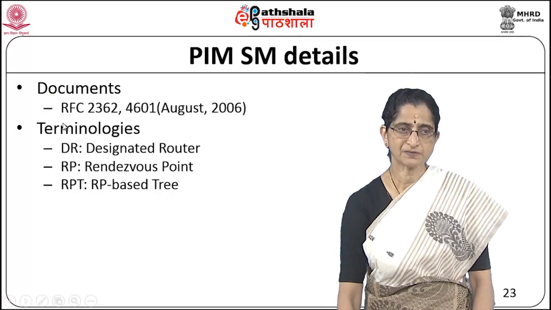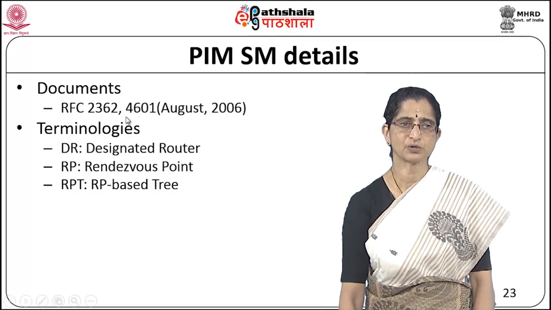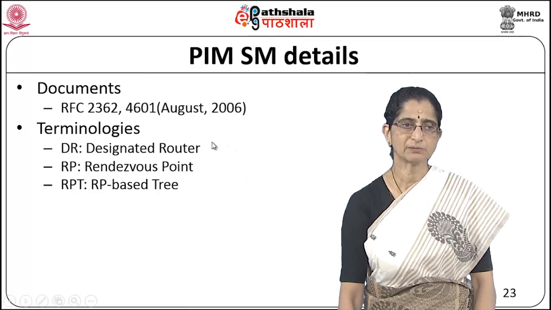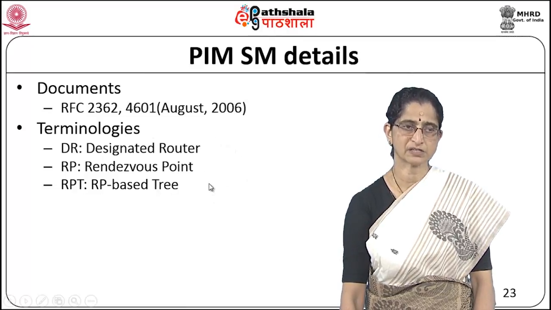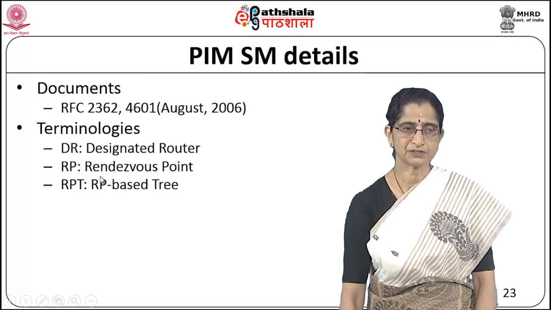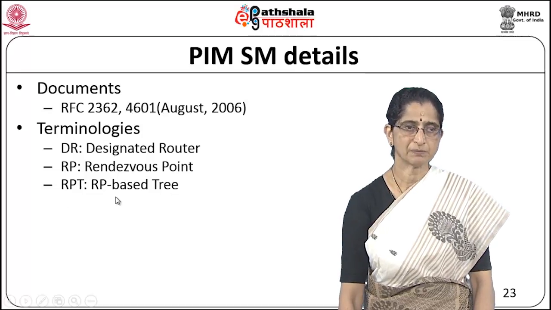These are the basic ideas that are used in PIM sparse mode. The RFCs related to this are 2362 and 4601, which give the details of the PIM SM protocol. Now there are certain terminologies that we need to remember with respect to PIM SM. DR is the designated router, RP is the rendezvous point, which will be the root of the tree, and RPT is the RP based tree.